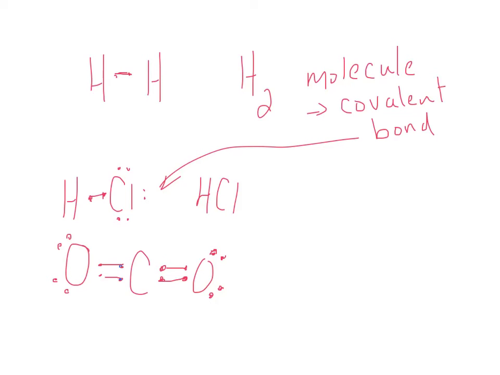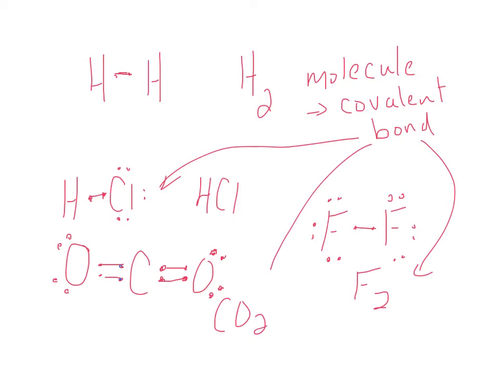Here's one more example. Say we're dealing with fluorine. Fluorine has 7 valence electrons. It is only 1 shy of an octet. So it might come across another fluorine with, again, 7 valence electrons. And those fluorines can share those electrons, and what we end up with is a molecule of fluorine, which is a covalent bond, just like the carbon dioxide is a covalent bond.